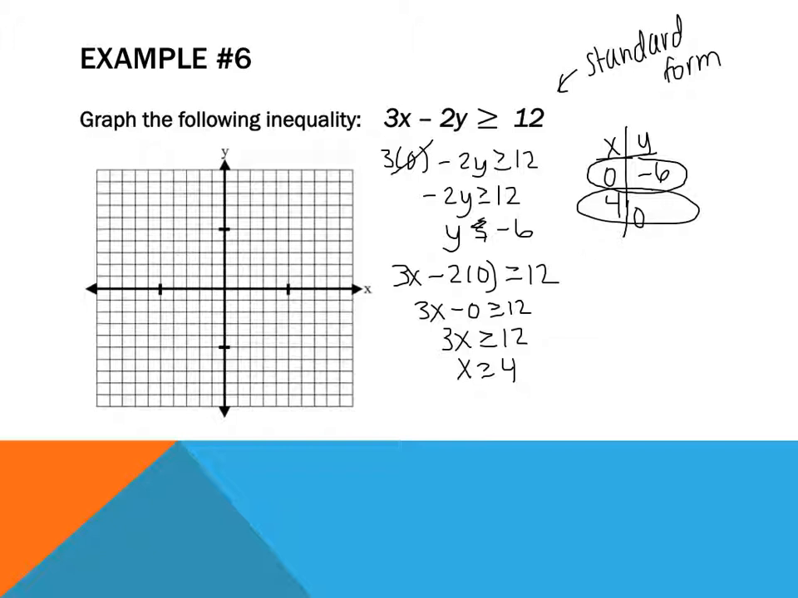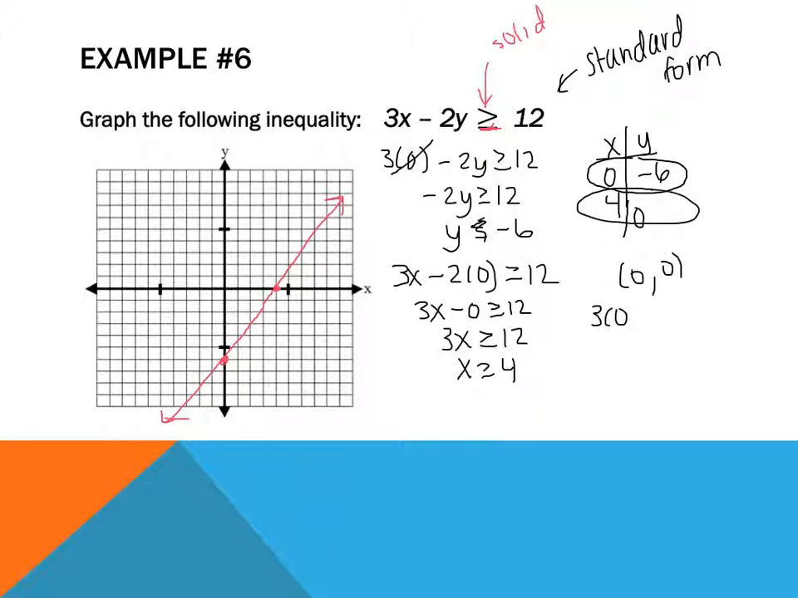Okay, now what I'm going to do is I'm going to graph those 2 points. So I have (0, negative 6), which is right here, and I have (4, 0), which is right here. Okay, now my line is going to go through those 2 points. Because I have this equal, it's greater than or equal to, it's going to be a solid line. Okay, so I'm going to connect using a solid line. And then I have to figure out where's my shading going to go. Remember that I like to substitute in the point (0, 0).